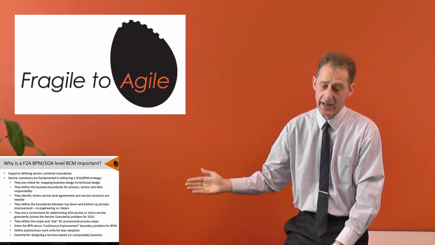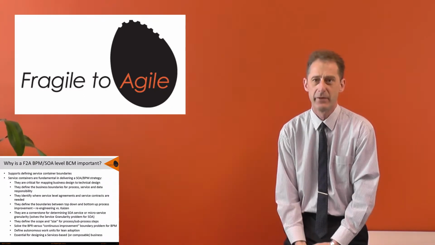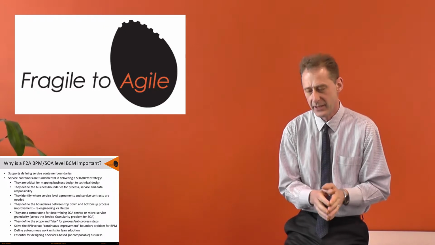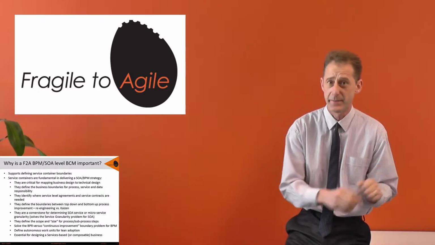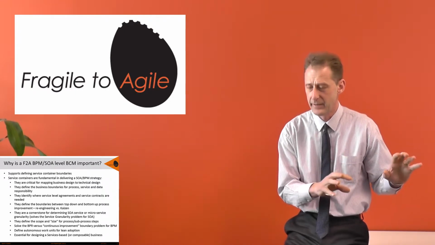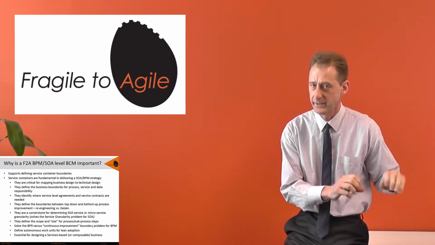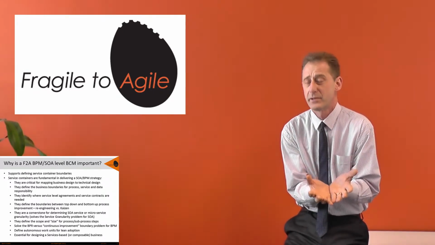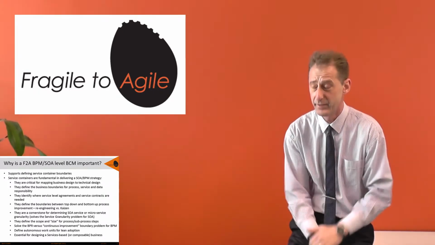Okay, so the third level is what we call a BPM SOA level. This is critical to organizations who have adopted either business process management or service-oriented architecture, and I stress they're design paradigms, not pieces of technology. While they are supported by technologies, fundamentally at first principles, they are different ways of designing your business.